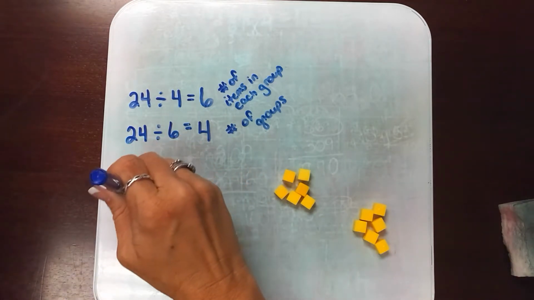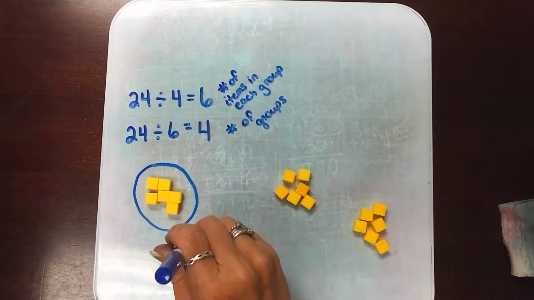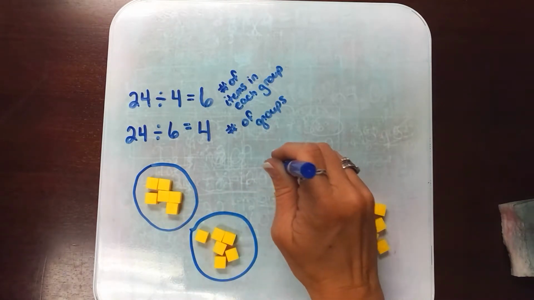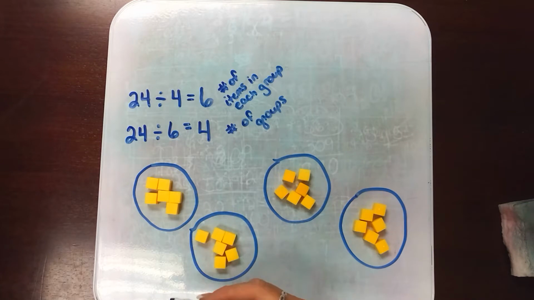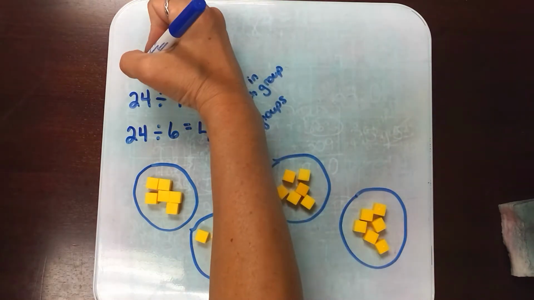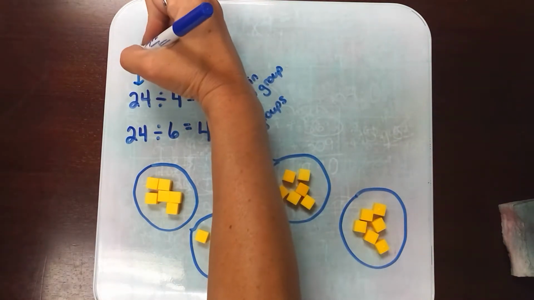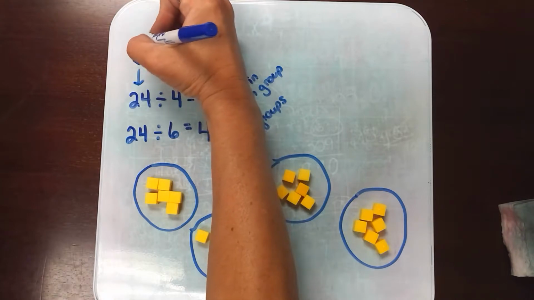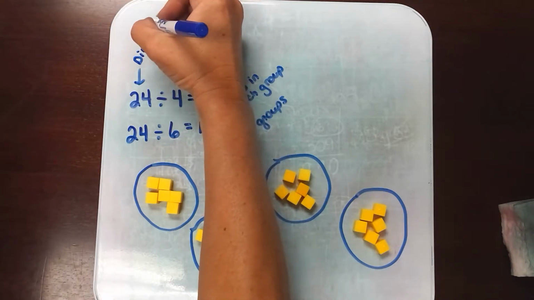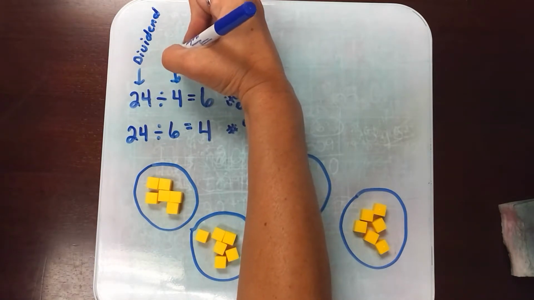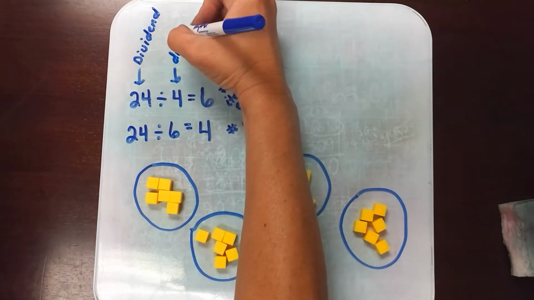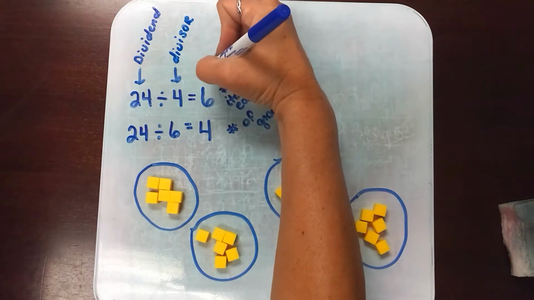Then I'm going to talk to students after I've done that for a little while. I can introduce the vocabulary to them in a division problem. This is called the dividend. I never know if I spell it right. This is called the divisor. And this is called the quotient.